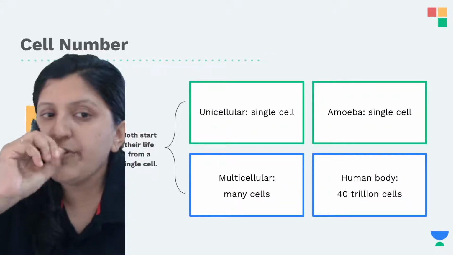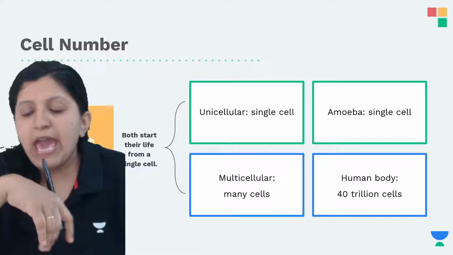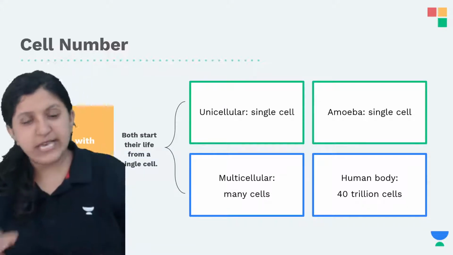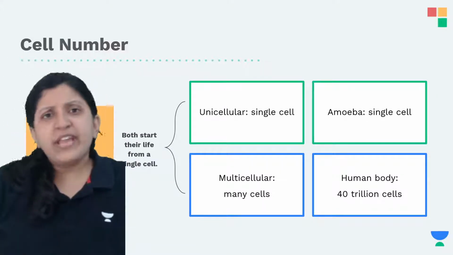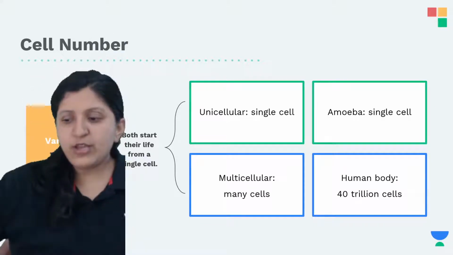Now, cell number. We have come across many different types of cells, so this is going to vary anyway. There is a variation in cells, as you can see.